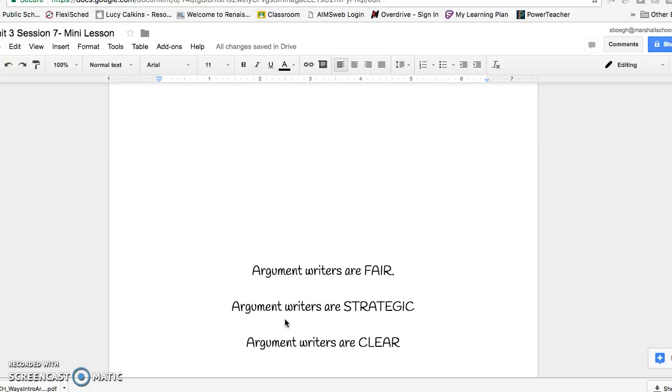So you should have a few things written down now in your Bend 2 document about fair, strategic, and clear. And I just kind of want to go over what I think of when I see those three words. So argument writers need to be fair because they can't just launch into their claim without giving any sense of the issue or the debates surrounding the issue, or even the different perspectives involved. People from all over the world think differently about certain issues. So we have to acknowledge those sides.